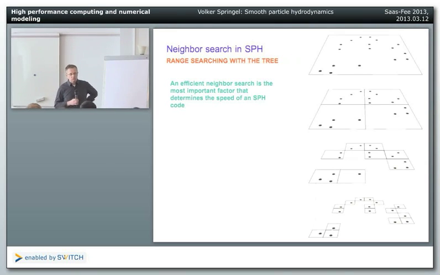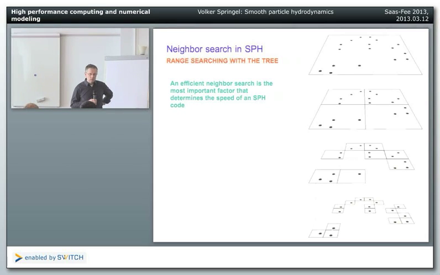Because you saw that you have to do these sums over neighbors all the time. The individual terms are simple to calculate, but what is not so simple is to efficiently find the neighboring particles that you want. If you just do a loop over all particles and filter out those that are in your smoothing region, then you'll again have an n-squared algorithm.